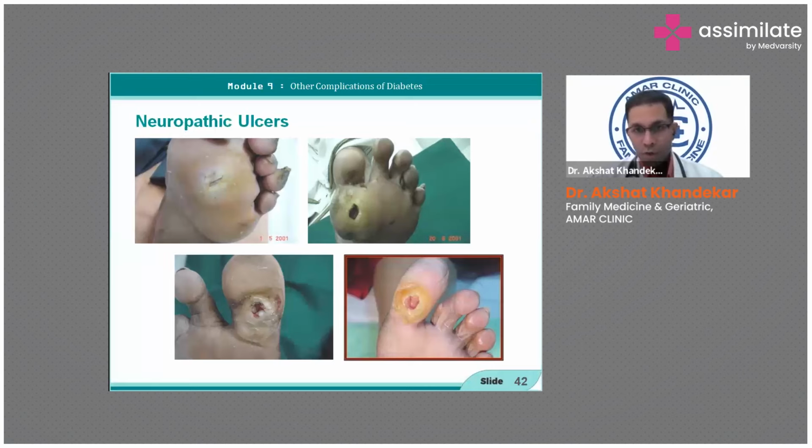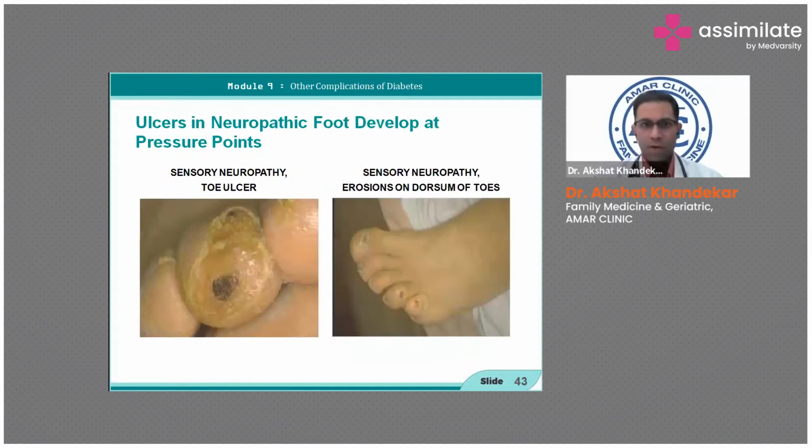So you see the neuropathic ulcers, they have become so deep. Even if you touch these feet, you will find them warm actually, and with pulses. We'll discuss that also later in the subsequent slides. Ulcers in neuropathic foot. I am trying to tell you this is sensory neuropathy, which you won't feel, but they are having this toe ulcer. Sensory neuropathy, erosions of the dorsum of the foot. These are very common complications.